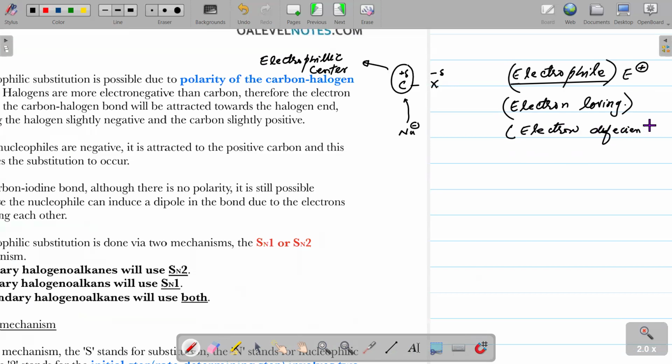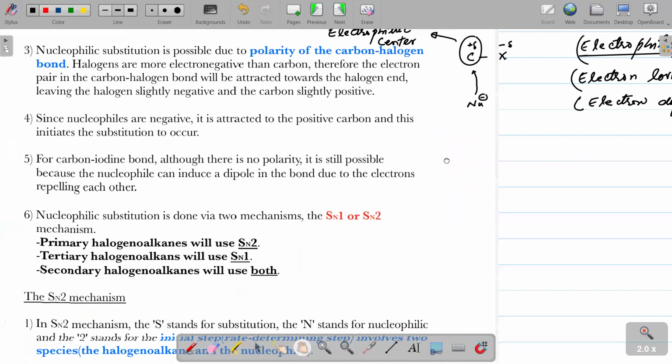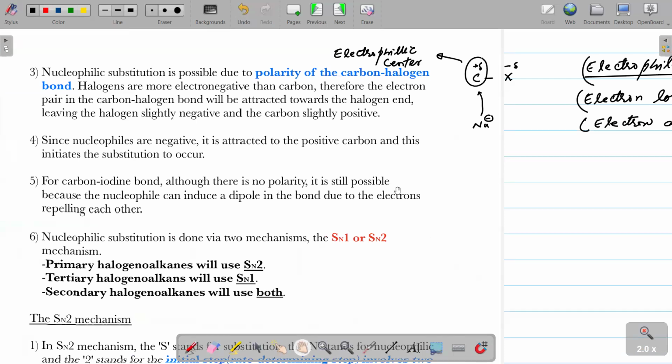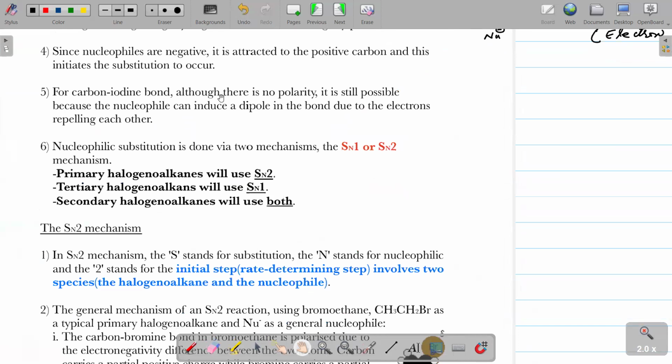So electrophile is electron deficient, can be partially positively charged or completely positively charged. So here in halogenoalkanes, the carbon with partial positive charge, that is our electrophilic center. Got it? Okay. So nucleophile is attracted towards this positive center, and carbon iodine bond, although there is no polarity, it is still possible. So what does it mean?